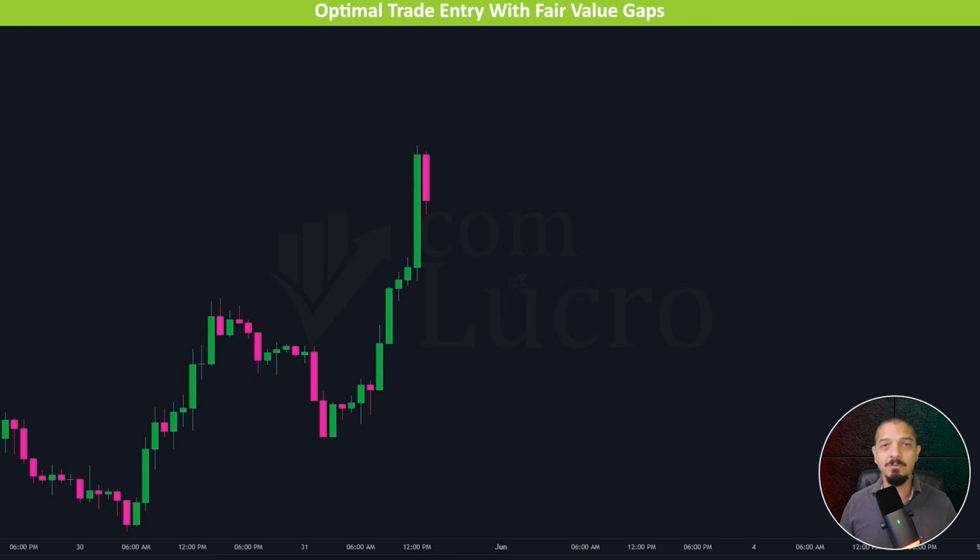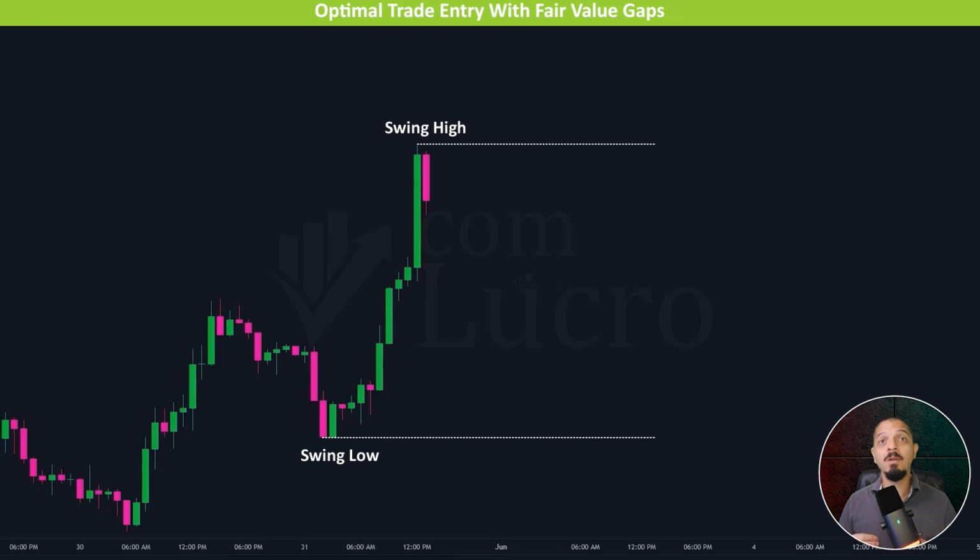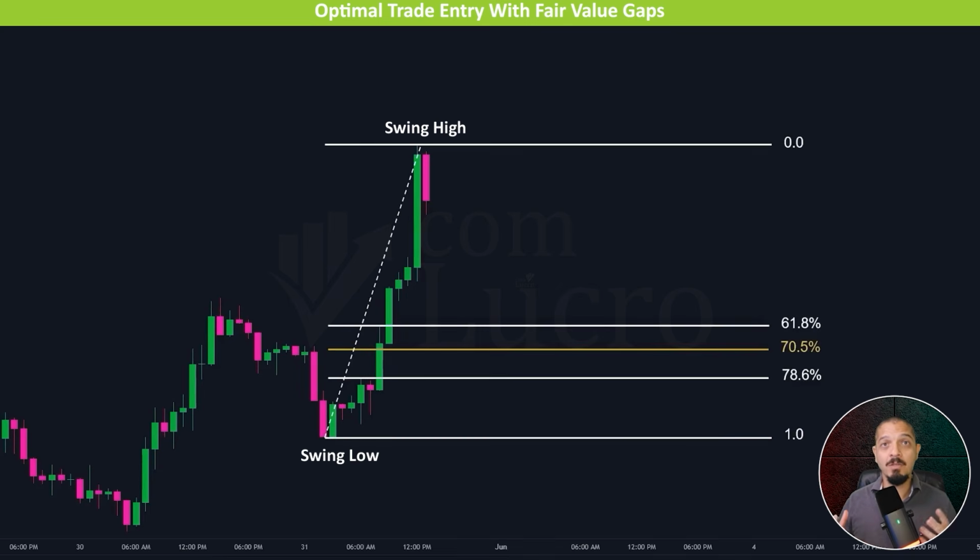Here we have a well-defined uptrend. Our objective is to wait for a pullback and enter a long position at a more favorable price. If price breaks below this level, the entire bullish scenario comes into question, as it signals strong bearish momentum. This defines our correction range, and by applying the retracement tool, we can clearly identify the optimal trading zone.